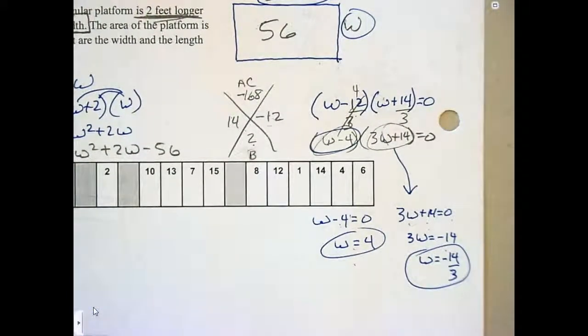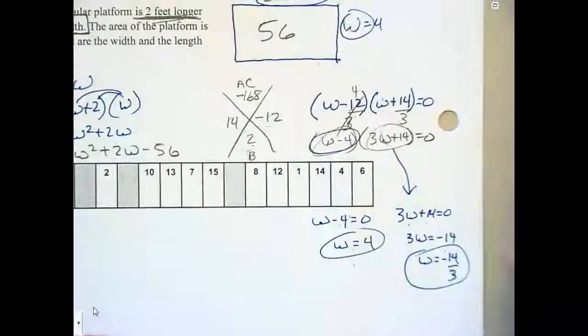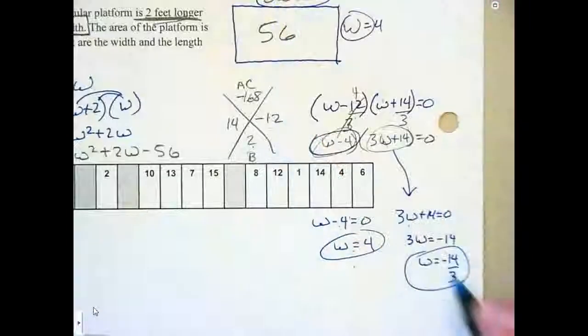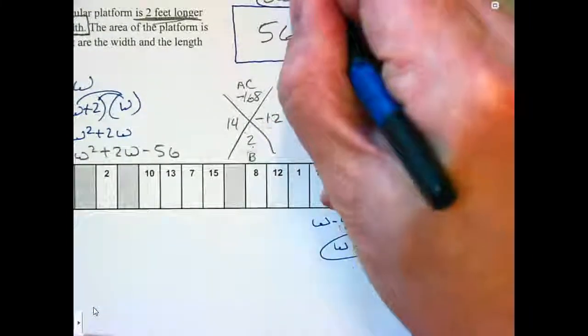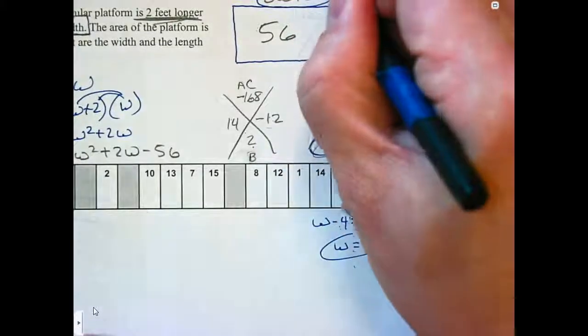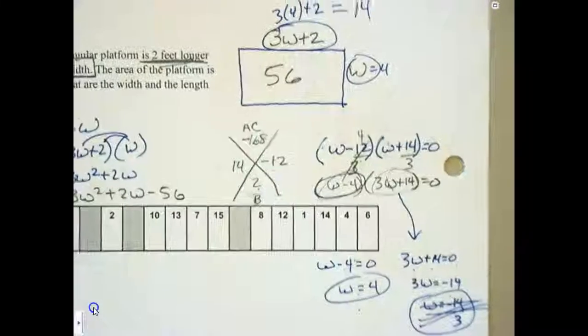In this case, my width is 4. So my length would have to be, it can't be negative. It can't have a negative width, so we throw that one out. So this is 3 times 4 plus 2, 4, 14. So 4 and 14. So length is 4, width is 14.